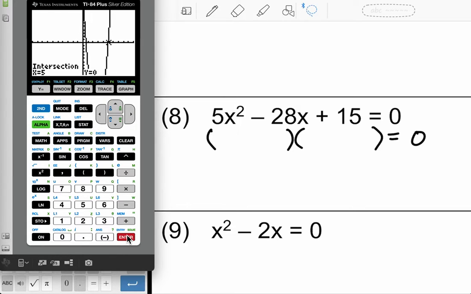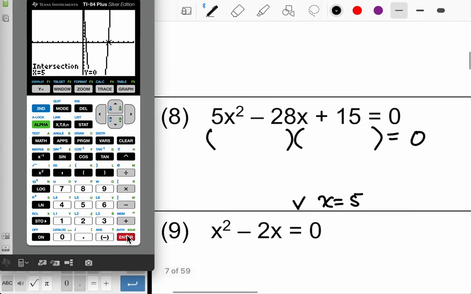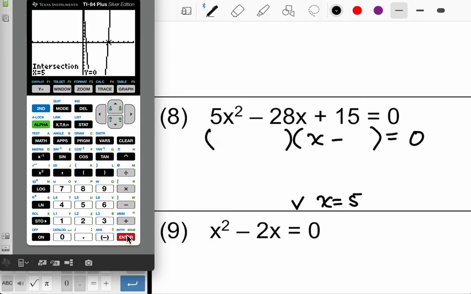Okay. So I know that one of my roots is x equals 5. All right. So that means that the corresponding factor must have been x minus 5, because that led to x minus 5 equals 0. When you add 5 to both sides, that gives you x equals 5.